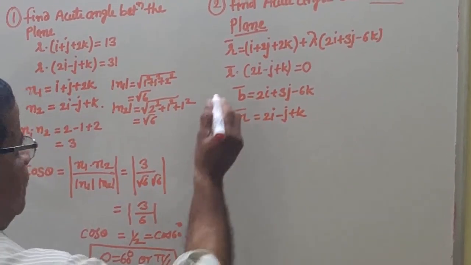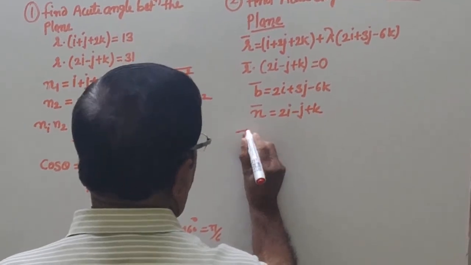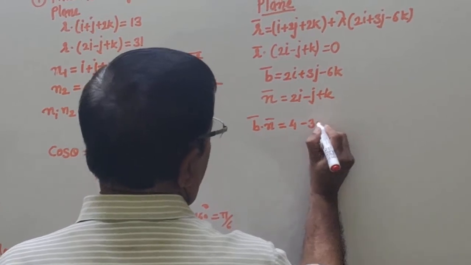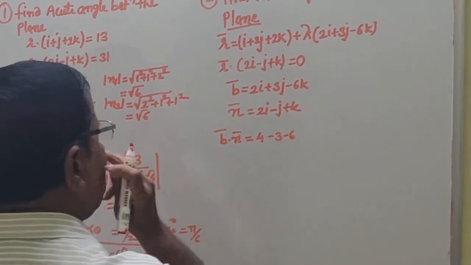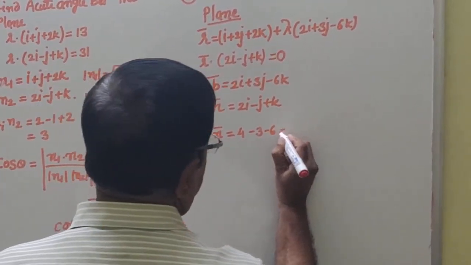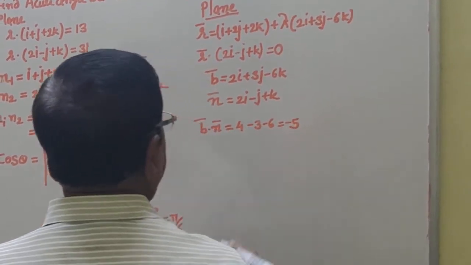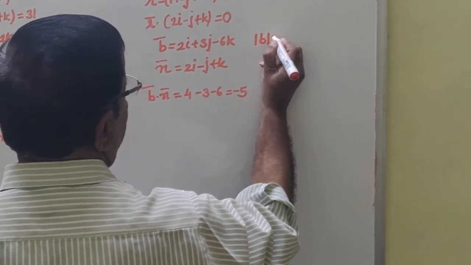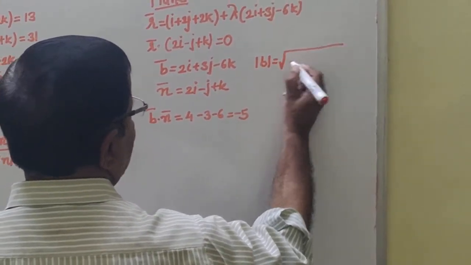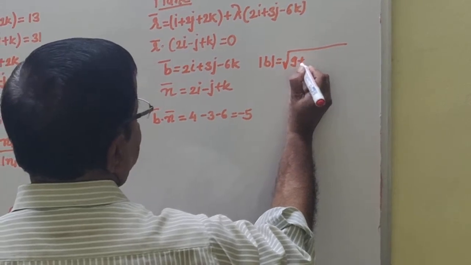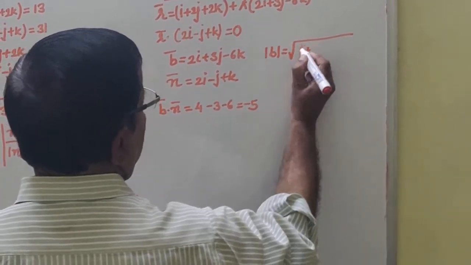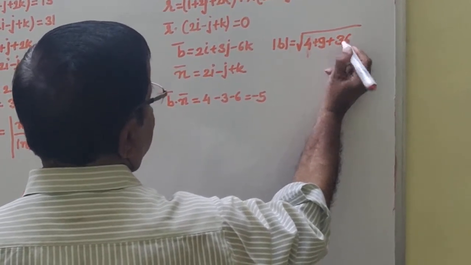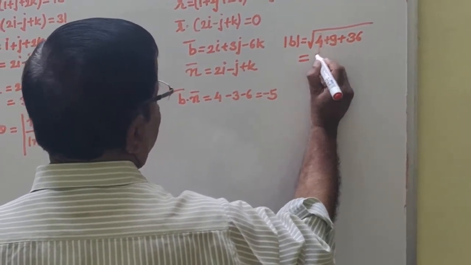Now I will find the dot product of b and n: 4 minus 3 minus 6. What will come here? Minus 5 will come here. Now I find the magnitude of b. 2 square is 4, 3 square is 9, and 6 square is 36. The total is 49, which means 7.